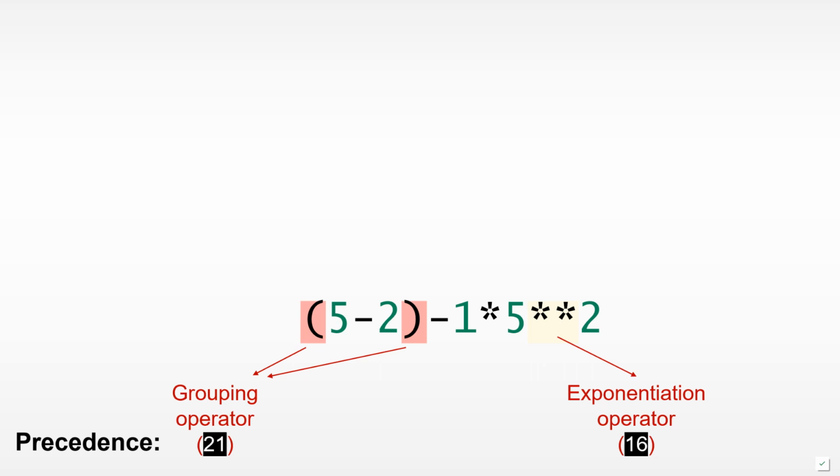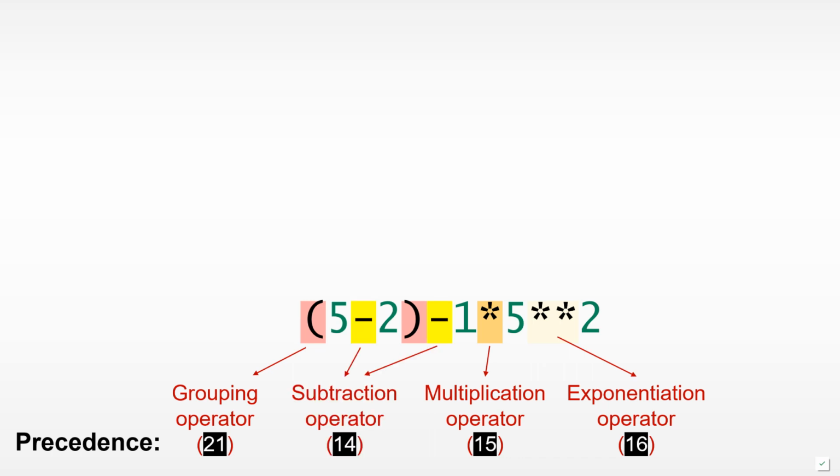We have the exponentiation operator, which occurs on shelf 16. We have the multiply operator, which occurs on shelf 15, below it. And then we have the subtraction operator, which occurs on shelf 14. Looking at the numbers in this case, the grouping operator will have the highest precedence at 21, followed by the exponentiation operator at 16, multiplication operator at 15, and finally the subtraction operator at 14. So we can now use these precedence numbers to make a prediction about how the code would be evaluated.